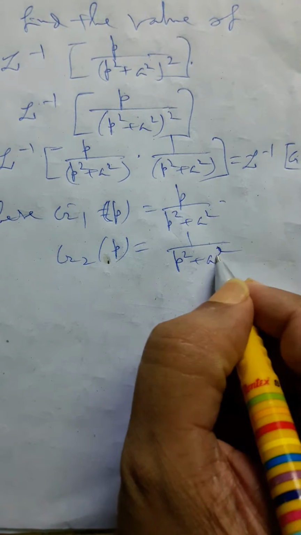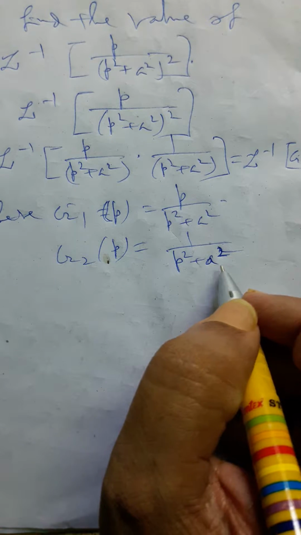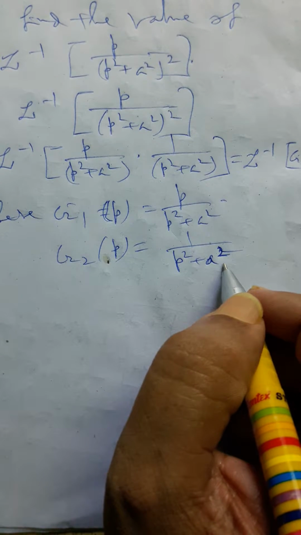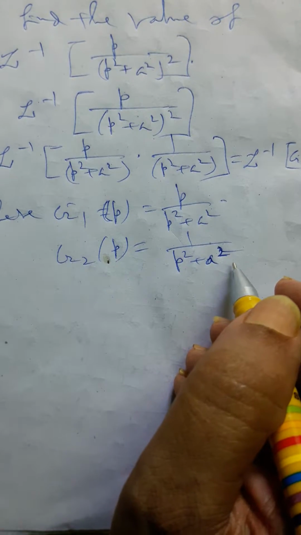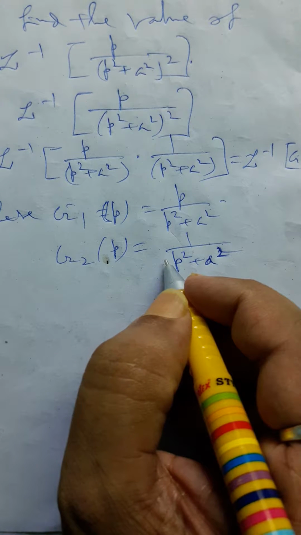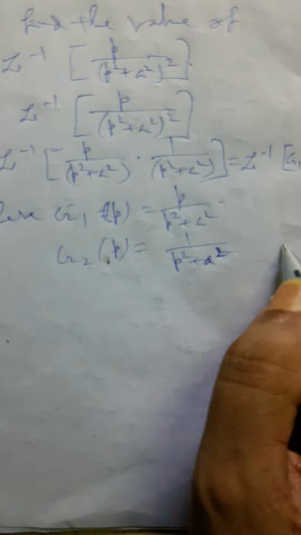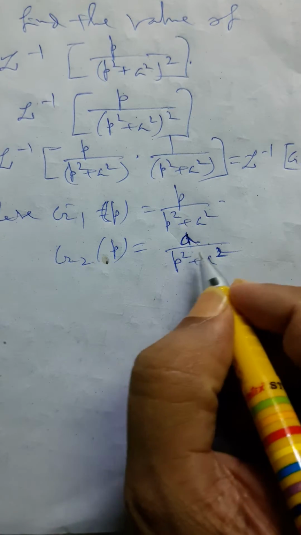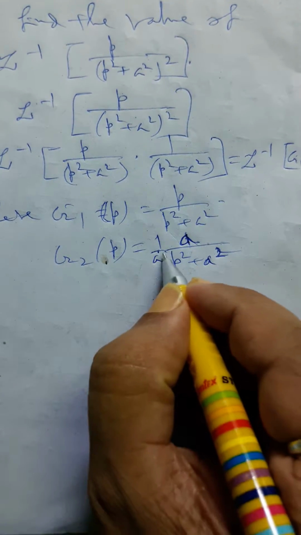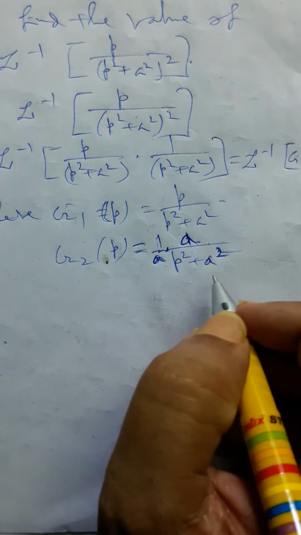And it is easily observed that g2(p) is equal to 1 by p square plus a square, which is not in any standard form in the Laplace transform formulas, so we have to adjust it. We observe that the Laplace transform of sin of at is a by p square plus a square, but here we find only 1, so we put a here and divide by a, so the quantity remains the same. We have to adjust with the factor of 1 by a and a.